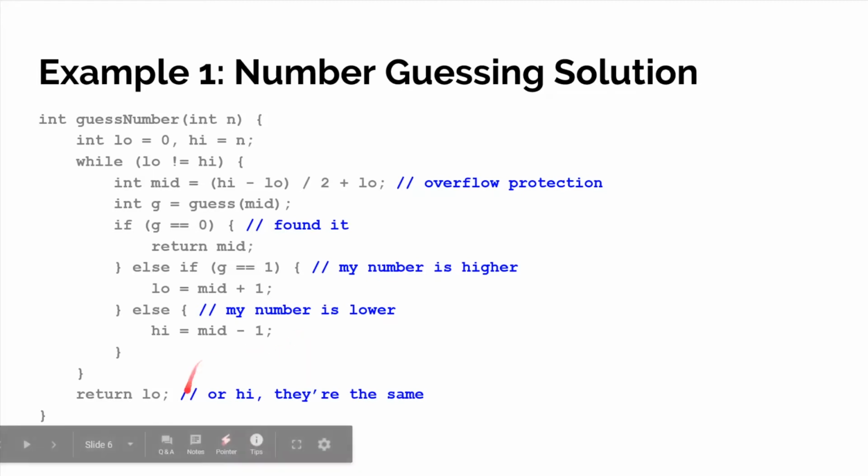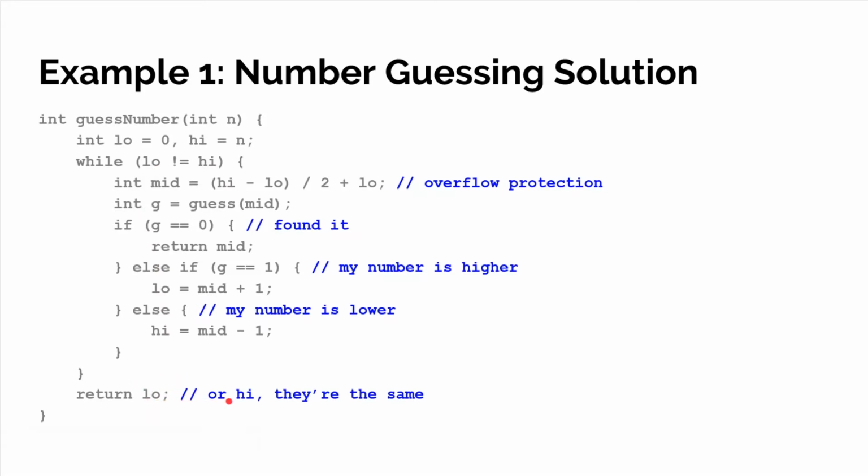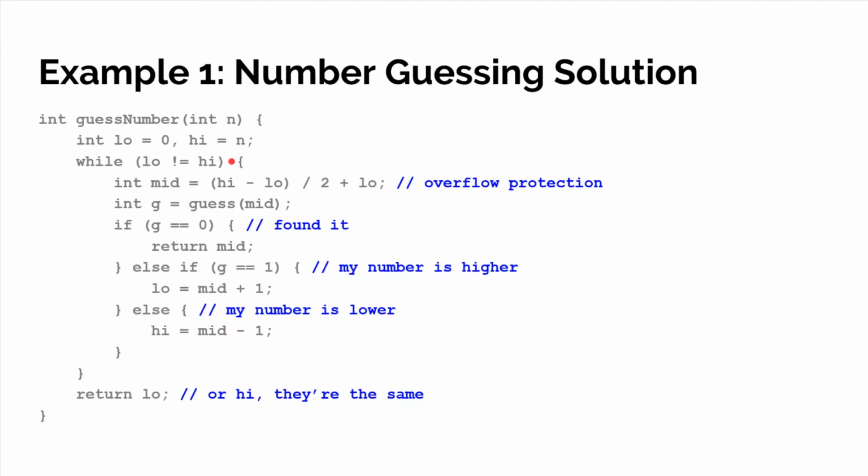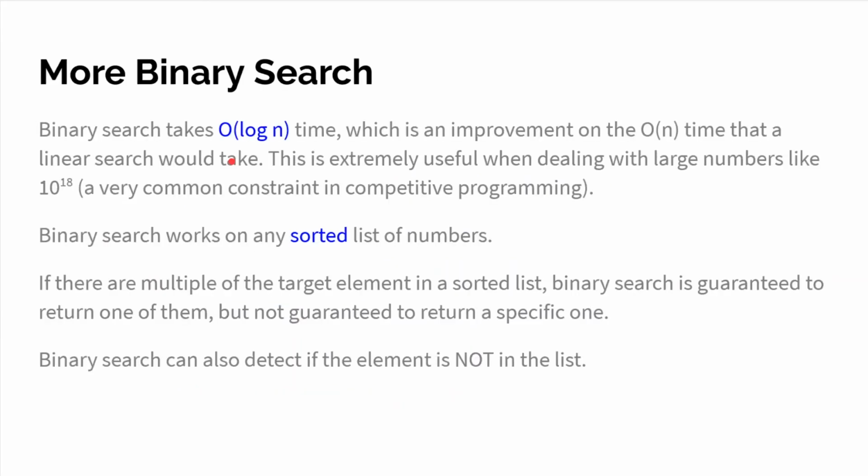And finally, when low equals high, we just return low or high. They're the same number. And that means, because the only way that this loop would exit is if low equals high, and if low equals high, then our number is going to be within the range. So that was a pretty easy problem.